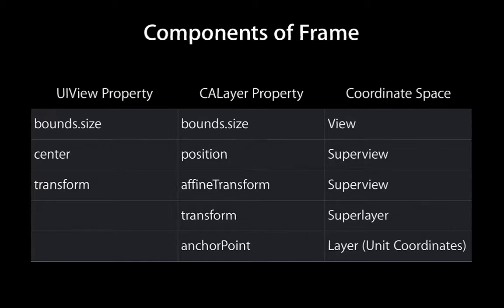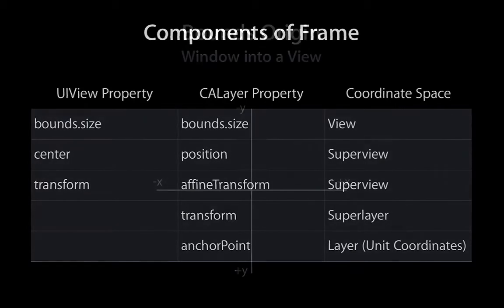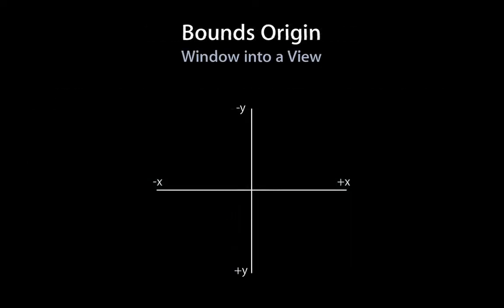OK, so those are the 5 properties that contribute to frame. These are used to calculate the frame. But so far, we've only talked about the bounds size. We haven't mentioned the bounds origin. So what is the bounds origin? Well, it doesn't contribute to the frame, but it does change the appearance of your view if you change it. So to really explain this, I've tried a number of different ways.